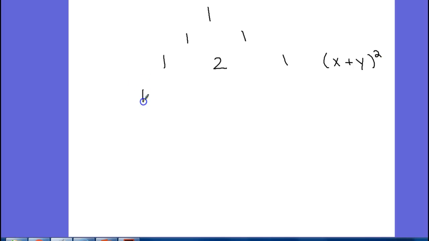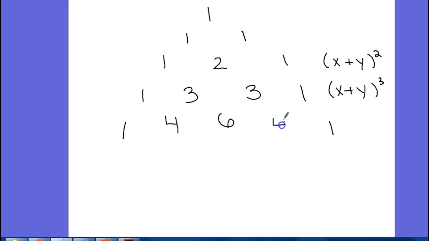The 1 stays on the outside. 1 plus 2 is? 2 plus 1 is? This represents the coefficients of x plus y cubed. Now, 1 stays on the outside. There's a trick for if they have numbers, yes. 1 and 3 is 4. 3 and 3 is 6. 3 and 1 is 4.